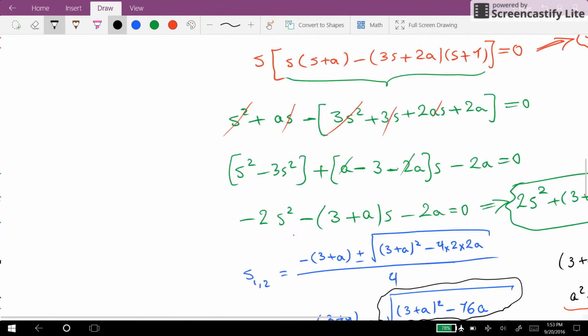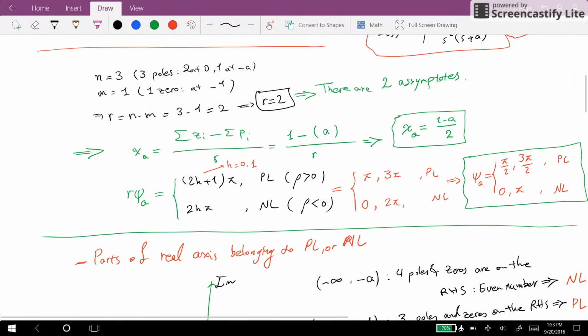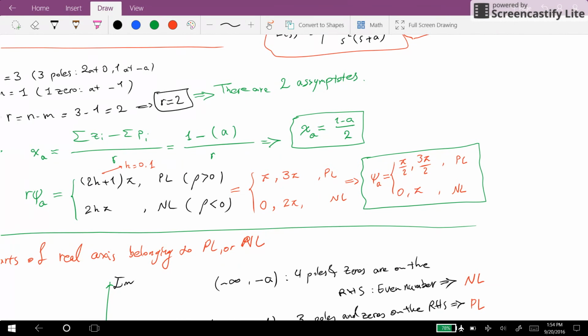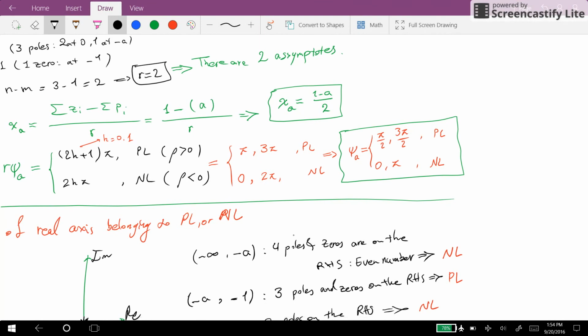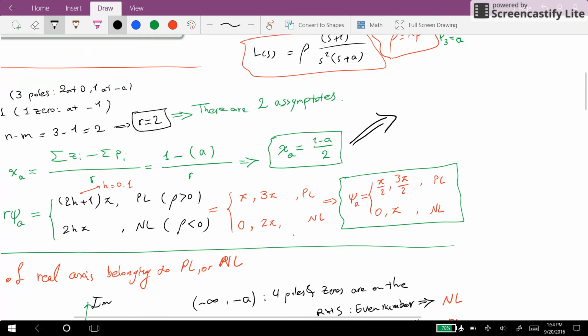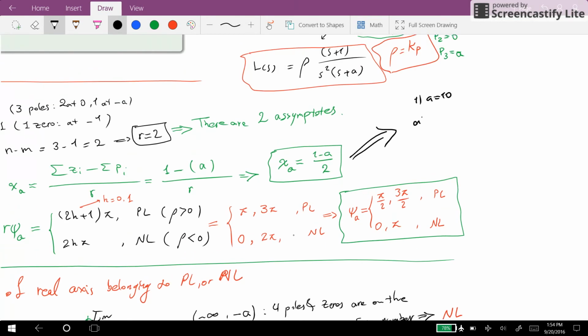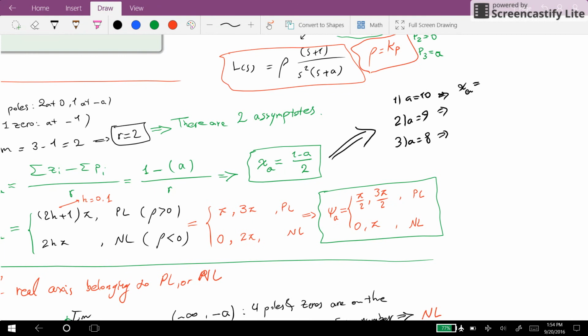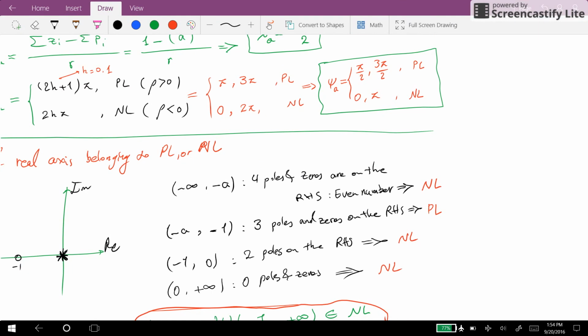For A equal to 10, let's see what we have in terms of the asymptotes. It's the same for all of them, but xa is equal to (1 minus a) over 2. So we will have three cases: A equal to 10, a second case A equal to 9, and a third case A equal to 8. In each one, xa will be different. A equal to 10, we will have minus 4.5 for xa. A equal to 9, xa will be minus 4, and A equal to 8, xa will be minus 3.5. And in all cases, the angles of the asymptotes are the same: pi over 2, 3 pi over 2 for positive locus, 0 and pi for the negative locus.